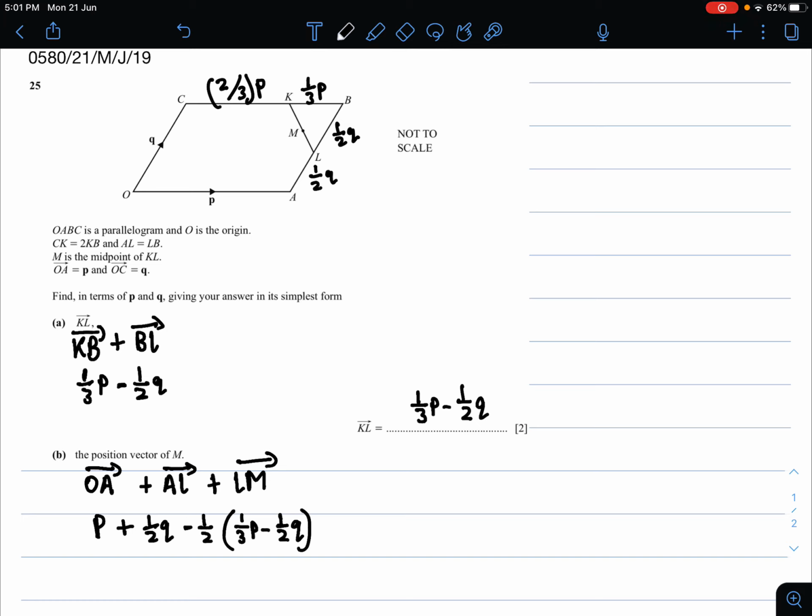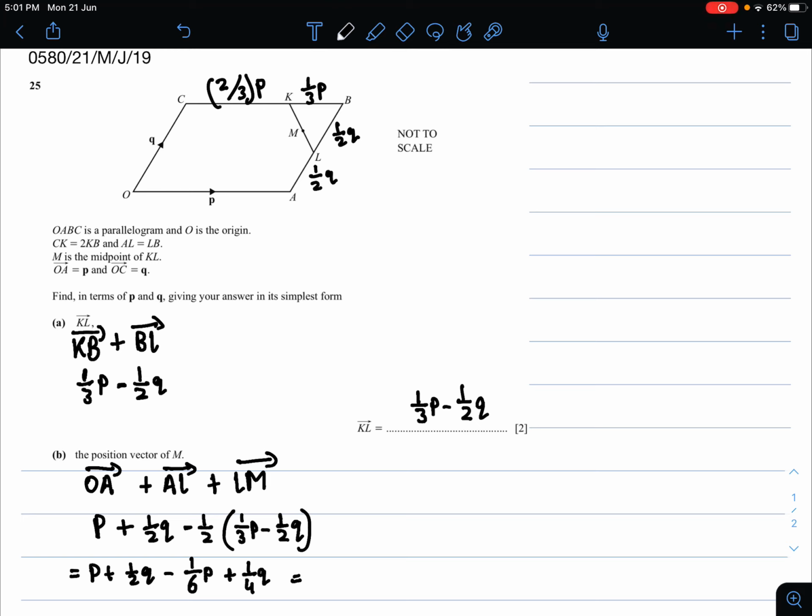So now all we need to do is expand and simplify. So p plus half q minus, so minus half multiplied by 1/3 would be 1/6 because 2 times 3 is 6, and minus half multiplied by minus half would be positive 1/4. So now all you need to do is find the LCM and simplify. So to do that, you have to take common denominators of the common variables. So there are two variables in this case, that are p and q.